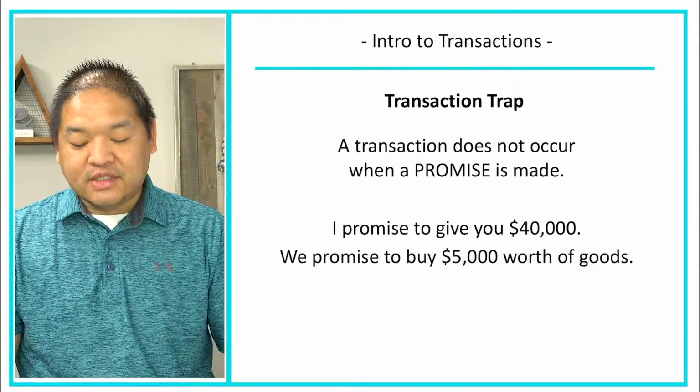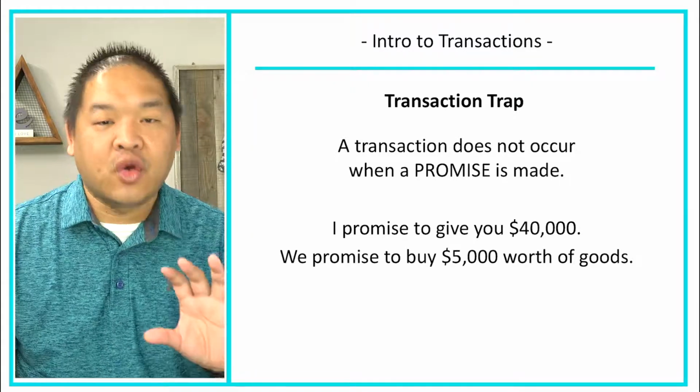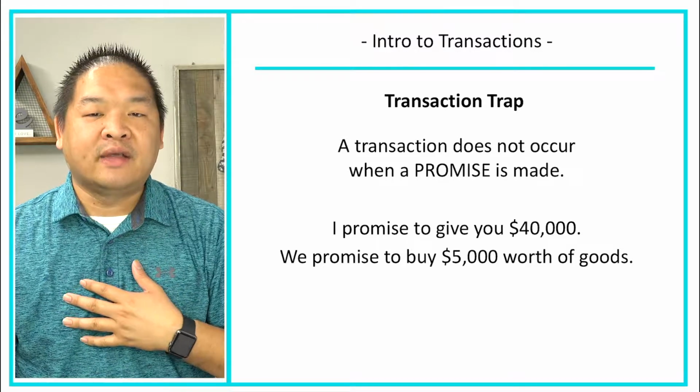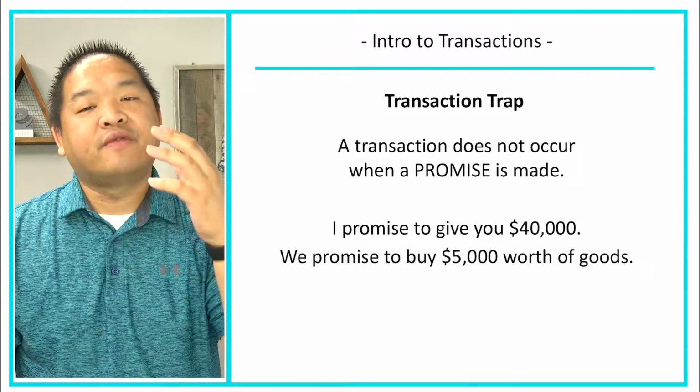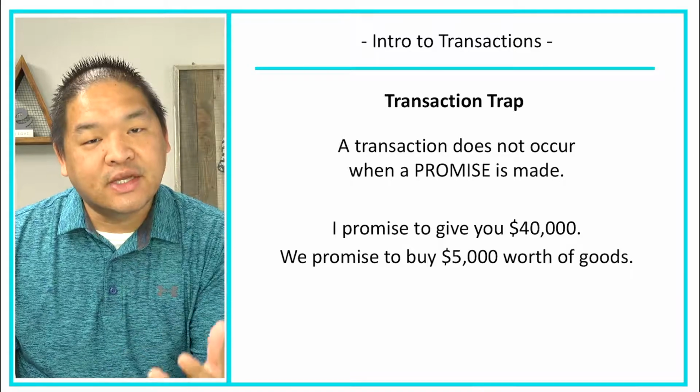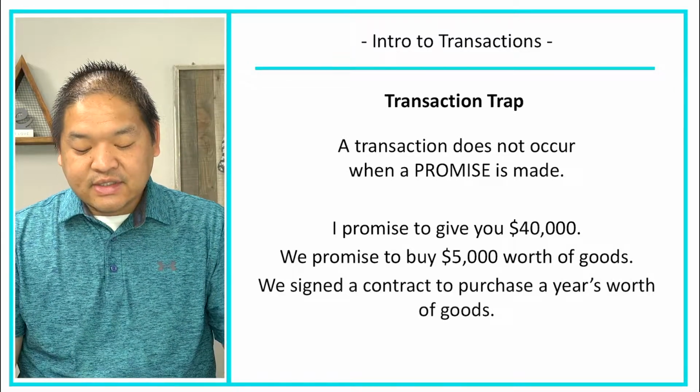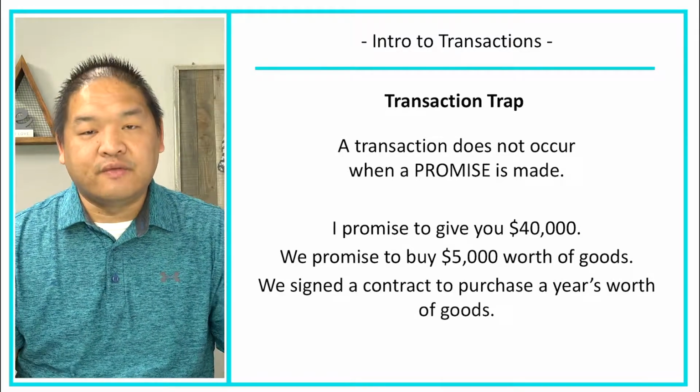We promised to buy $5,000 worth of goods. Great. Say that you're promising to buy $5,000 worth of goods from us. However, that's not a transaction because there was no exchange. Lastly, we signed a contract to purchase a year's worth of goods.